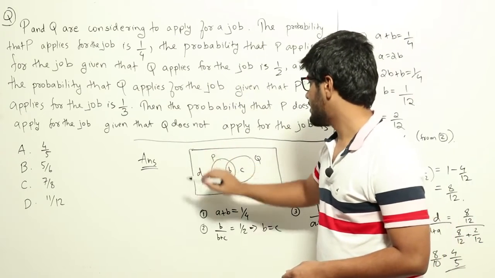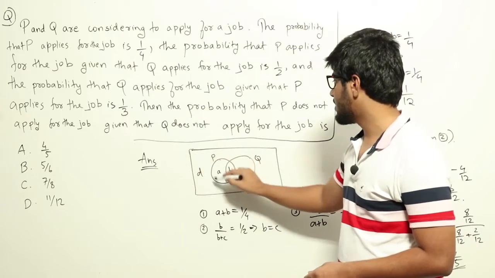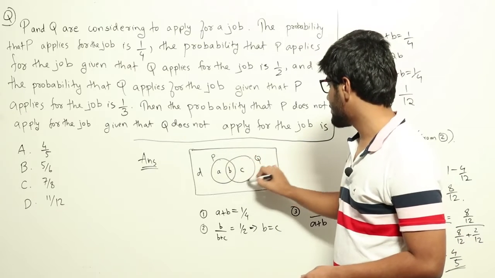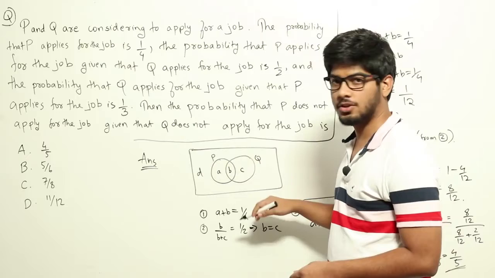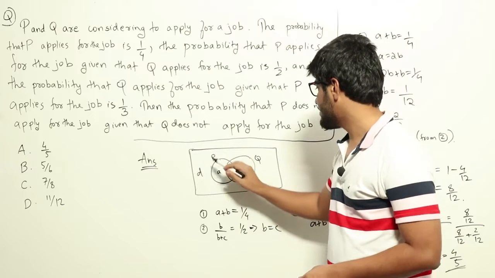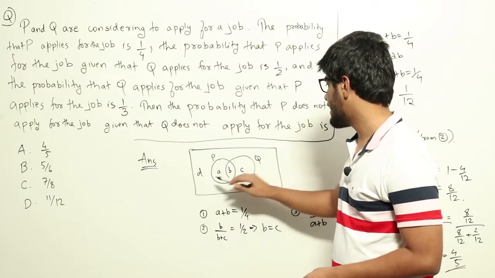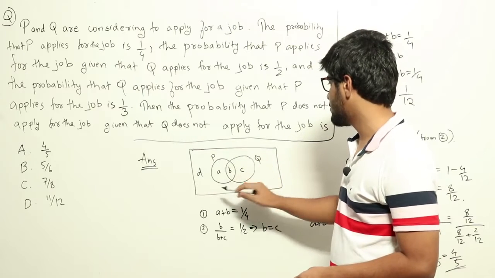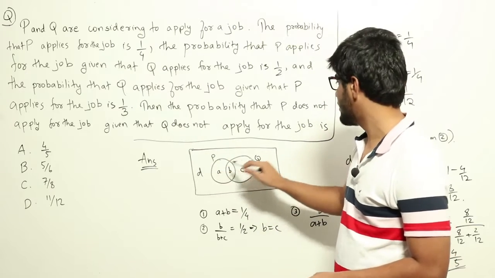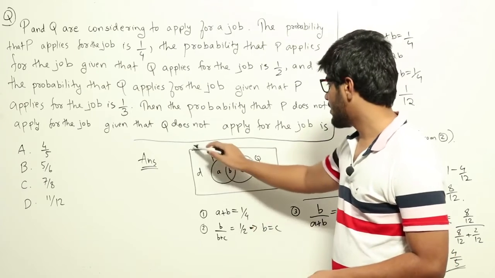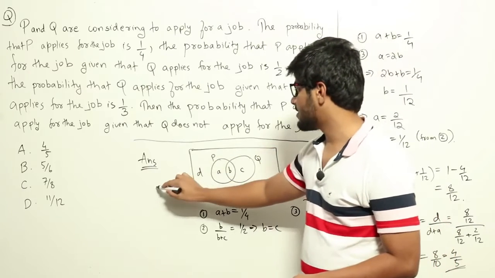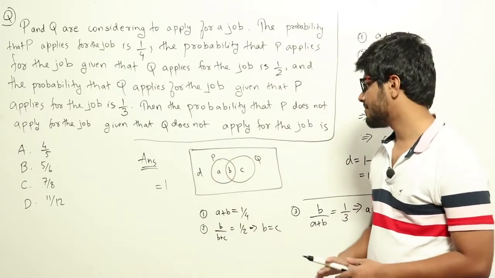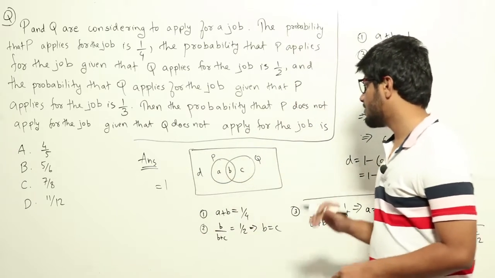So let us say this is the Venn diagram, and this circle represents the probability that P applies for the job, and this circle represents the probability that Q applies for the job. Now these areas I will denote as A, B, C and D. So B means P applies for the job and Q applies for the job, and D means neither P applies for the job nor Q applies for the job. Now the total area of this Venn diagram would be 1, that is the total probability, meaning A plus B plus C plus D will be 1. Now with this knowledge, let us try to answer the question.